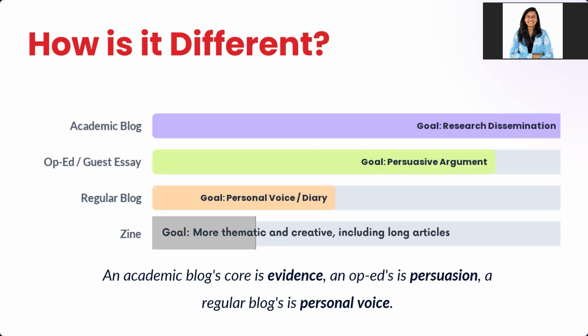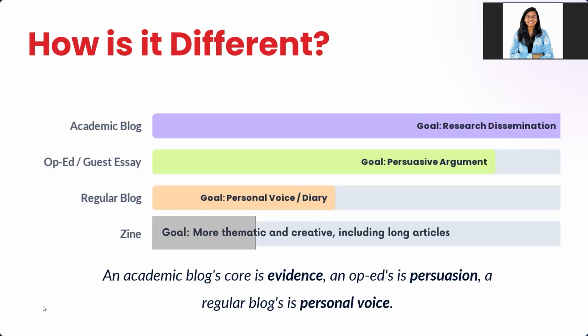Then what is a zine? A zine is much more thematic with a creative tone, highly visual and tactile. It includes long-form articles or different creative arts or poetry or other forms of it. So these are the different platforms where, whatever is not getting translated into your journal article or your thesis, you could actually go forward and publish it.